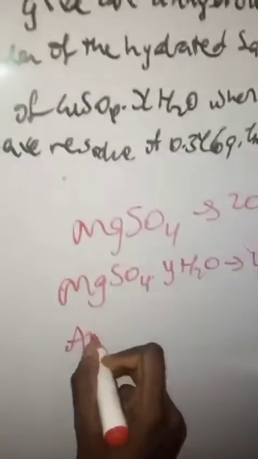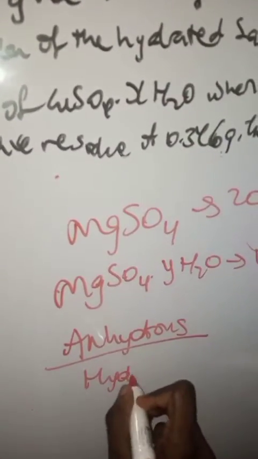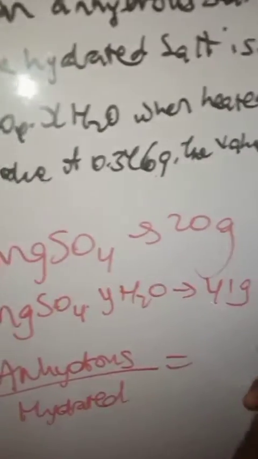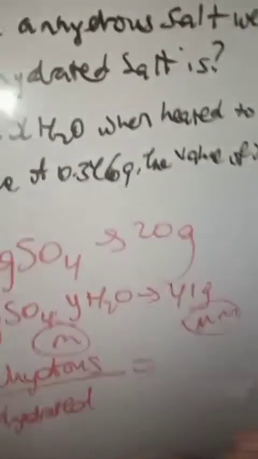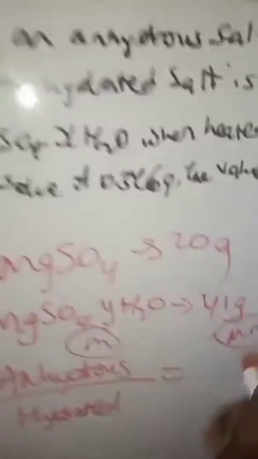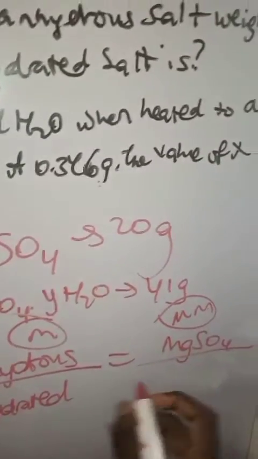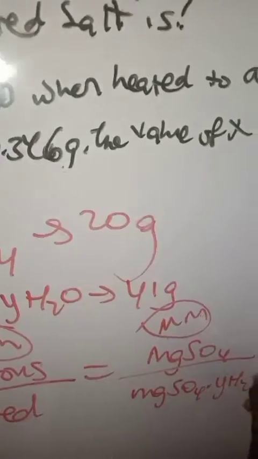So it's very simple. What's the approach? Anhydrous over the hydrated. You just find the mass here, the molar mass here, and the mass here. You just equate, you get your answer. What's the molar mass of the anhydrous that we have? We have anhydrous, MgSO4, over MgSO4.YH2O. Yes. Let's take note of that.